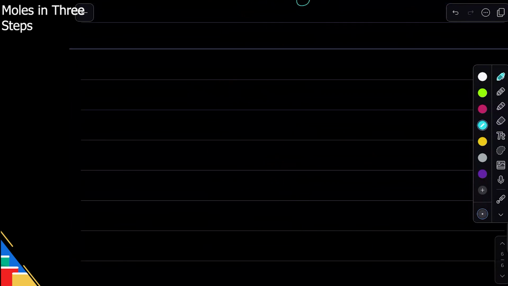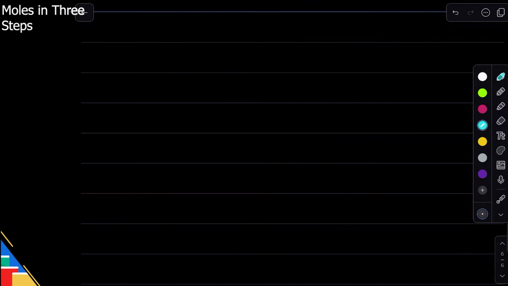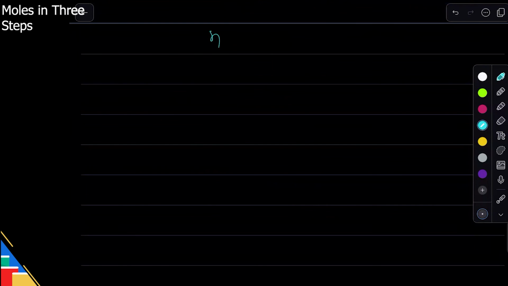Now, what about solutions? Are they any different? Not really. Number of moles is concentration times volume for solutions. You just have to be careful that concentration is number of moles in 1 dm cube and volume is the volume in dm cube. Usually in exam, they don't give you the volume in dm cube. They give you the volume in cm cube. So you can simply divide by 1,000 to convert it to dm cube. That's the key idea here. And that's it. There's no other difference here.